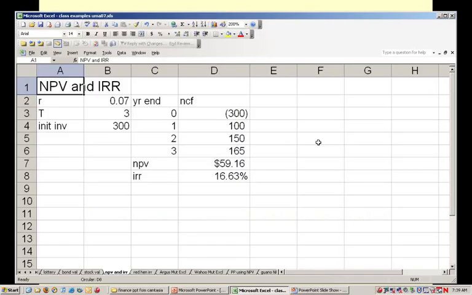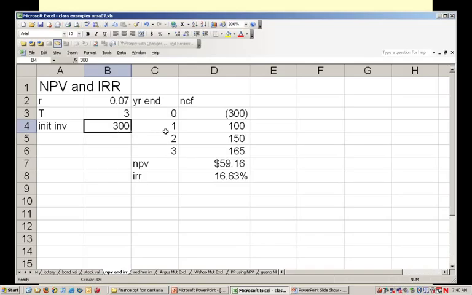We're back to our working Excel file. I've labeled this worksheet NPV and IRR. In the upper left corner are the parameters that we're interested in. The discount rate is 7%, the term of the investment is 3 years, and the initial investment, now a new parameter, is $300.